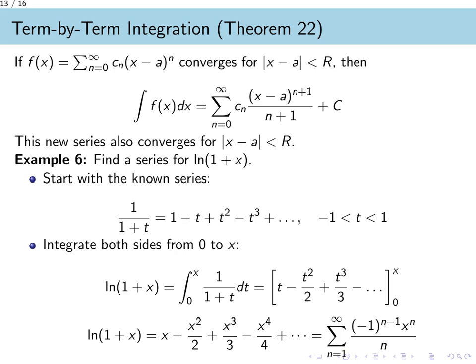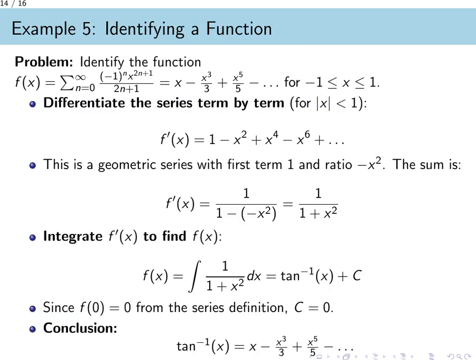The key takeaway is that term-by-term integration is a valid method for creating new series from old ones. We can often identify a function from its power series representation by differentiating or integrating it to find a more familiar form. This example demonstrates that powerful technique. We start with the given series for a function f of x. If we differentiate this series term by term, we get a new series for its derivative, f prime of x.